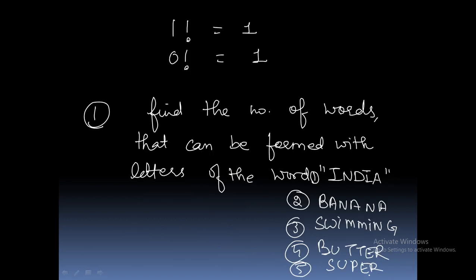That is your answer. And this is the most important point: 1 factorial is equal to 1, and 0 factorial is equal to 1. And this is the question for your homework. You have to find the number of words that can be formed with the letters of the words INDIA, BANANA, SWIMMING, BUTTER. There are 5 questions.